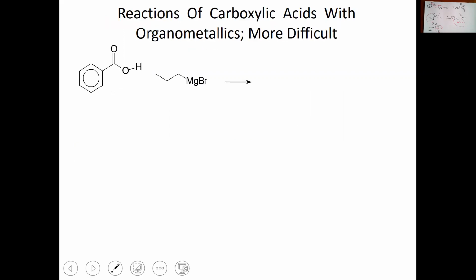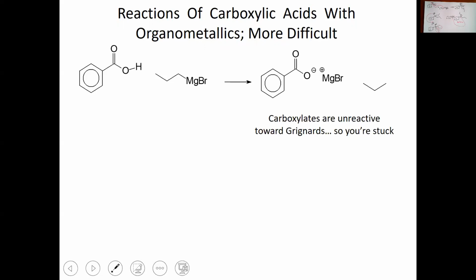Can Grignards react with carboxylic acids? Well, not exactly. Grignards are strong bases and they react with carboxylic acids to deprotonate them. First, make an O-, a carboxylate. As it turns out, once you make that carboxylate, carboxylates are unreactive toward Grignards. This carbon of your carbonyl is too stable, it's not partially positive enough for a second equivalent of Grignard to react. So even if you add lots of Grignard, you're not going to get any reaction beyond this.